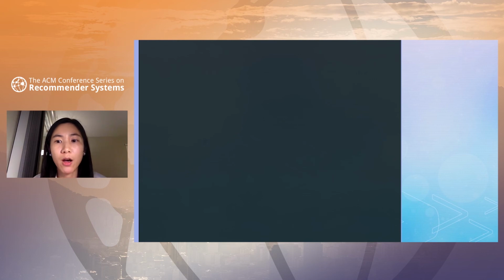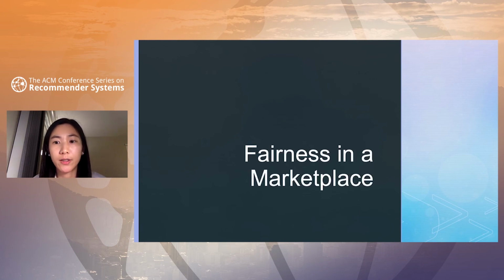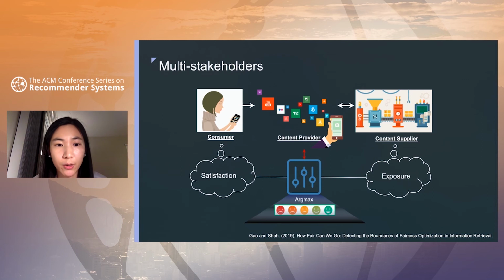Okay, now that we have talked about what is fairness, how to achieve fairness, the next question is, who should we bring the fairness to? In practice, there may be more than one stakeholder that we need to address the fairness for. For instance, in a marketplace where we have multiple stakeholders. Here's an example. As a content provider such as Spotify or Netflix, we have two basic stakeholders, the content suppliers and the consumers. So the content suppliers are trying to sell their content and make sure that their content is exposed to the user. And the consumers are using the service of the content provider to access the content.